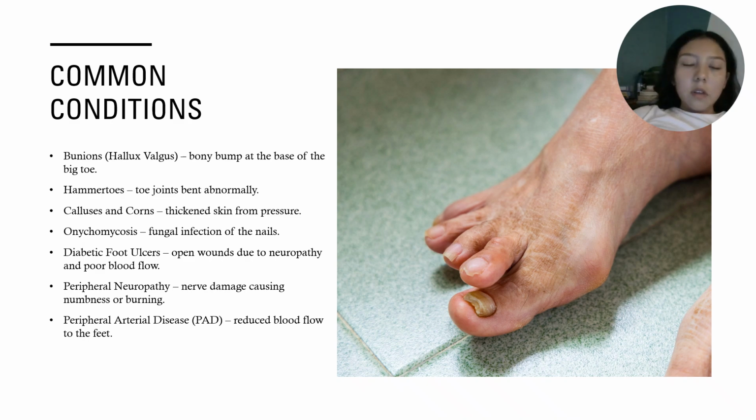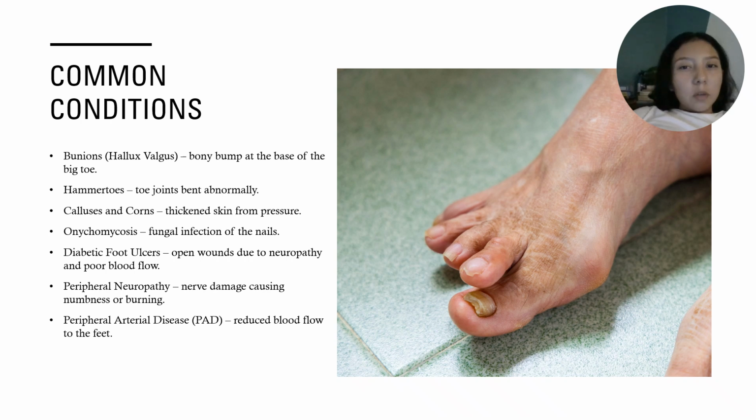So older adults often experience several common foot conditions. First up is bunions, also called hallux valgus. It's pretty much the bony bumps that form at the base of the big toe. There's also hammer toes that occur when the toe joints bend abnormally and it causes discomfort and deformity. There's also calluses and corns that develop as thickened skin from pressure or friction.